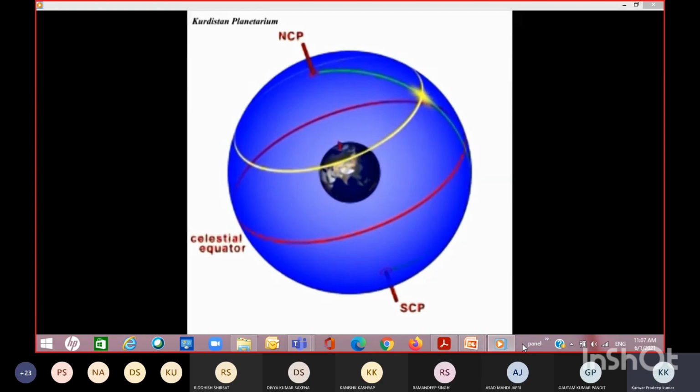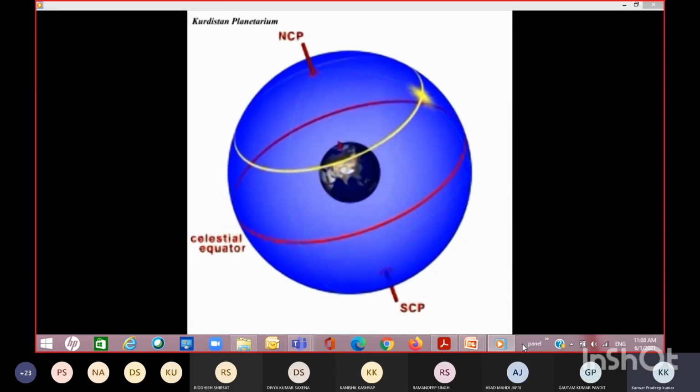Positions on the celestial sphere are specified by two coordinates. Declination, like latitude on Earth, is measured in degrees north or south of the equator. Positive declinations are north, negative declinations south. Right ascension, the equivalent of longitude, is measured in hours from a zero line. An hour is 15 degrees.